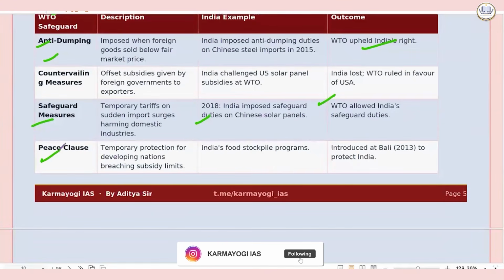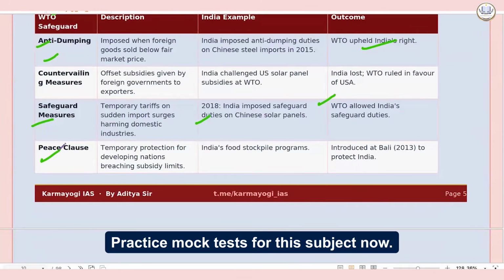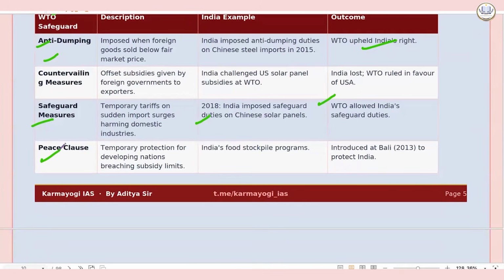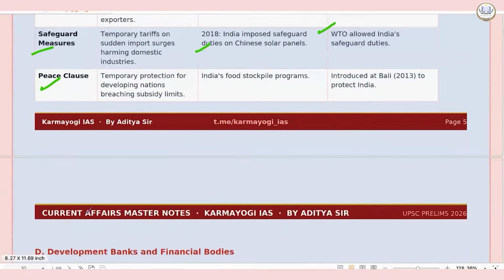And we have the peace clause, so temporary protection for developing nations breaching subsidy limits. So we need to have a common but differentiated responsibility kind of thing in trade as well. India's food stockpile programs were introduced at Bali in 2013 to protect India. Since we have a massive population and food security is one of the ingredients, we need to have certain relief. So the peace clause was introduced because of it.